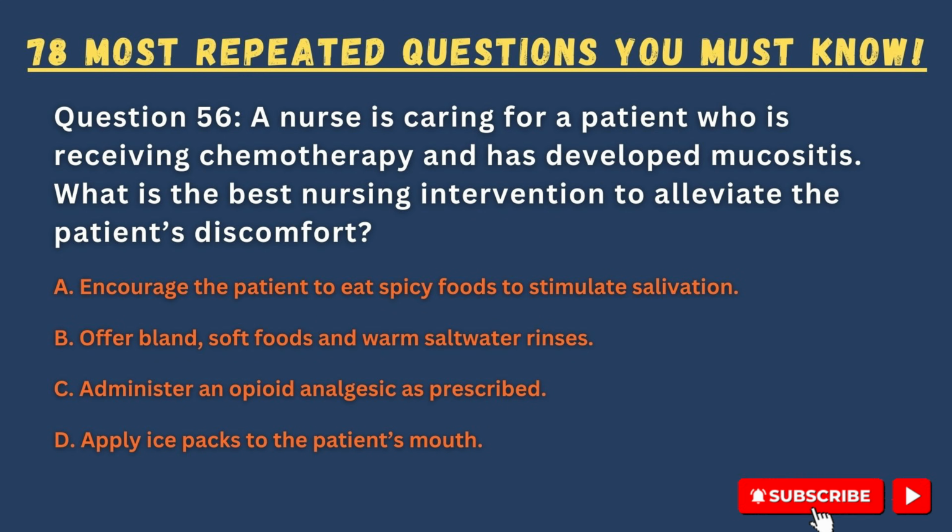Question 56. A nurse is caring for a patient who is receiving chemotherapy and has developed mucositis. What is the best nursing intervention to alleviate the patient's discomfort? A. Encourage the patient to eat spicy foods to stimulate salivation. B. Offer bland, soft foods and warm saltwater rinses. C. Administer an opioid analgesic as prescribed. D. Apply ice packs to the patient's mouth.